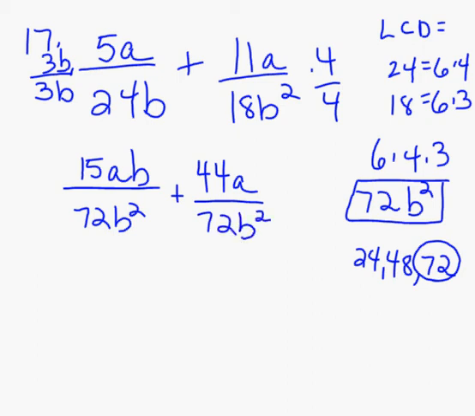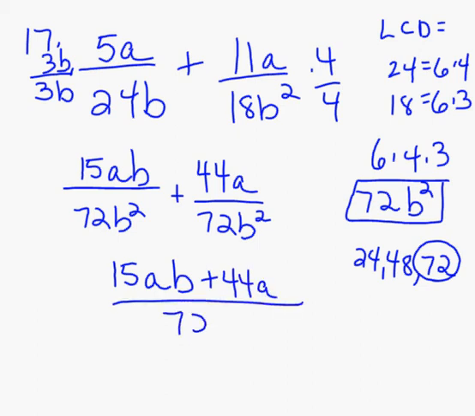And now this is just like the problems we finished a minute ago. I already have a common denominator. I add my numerators over that. 15ab plus 44a divided by 72b squared. And there are no factors in common to both of the numerators and the denominator, so that's my final answer.